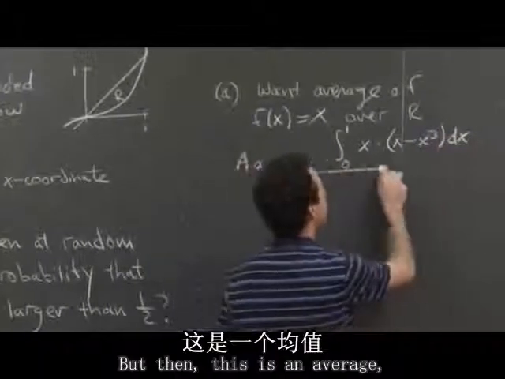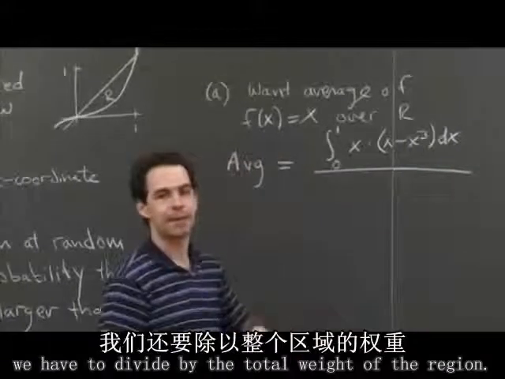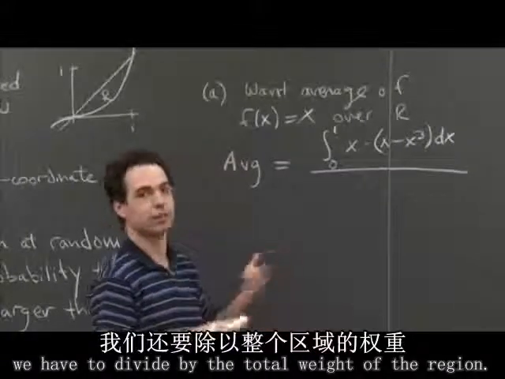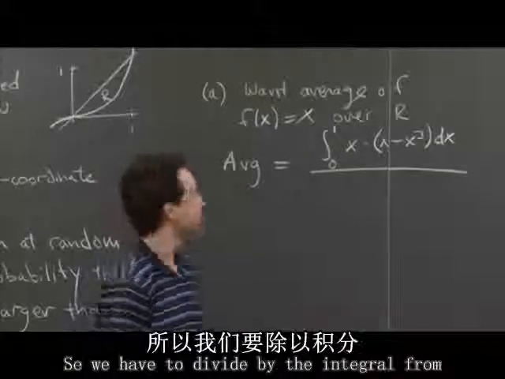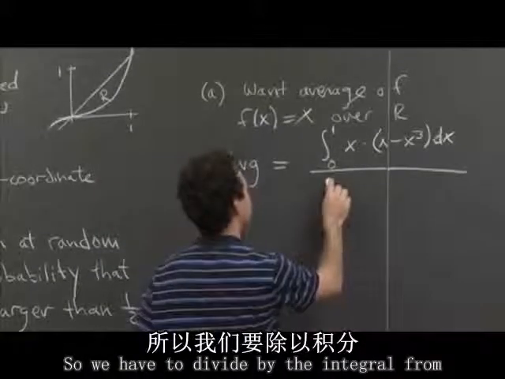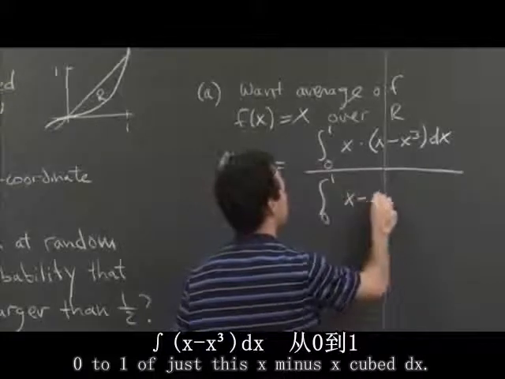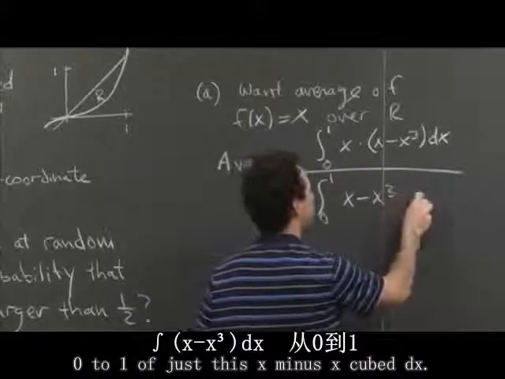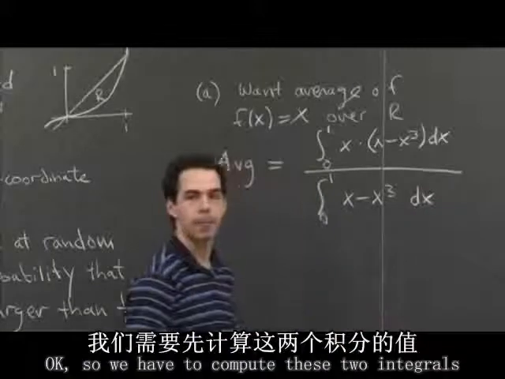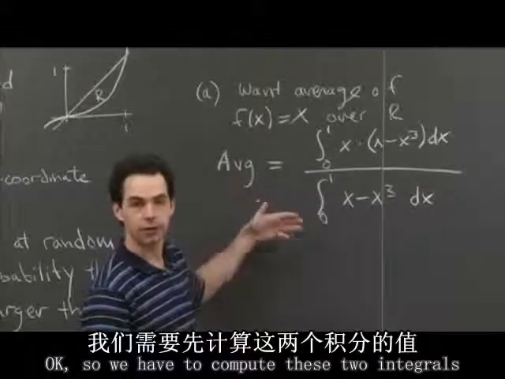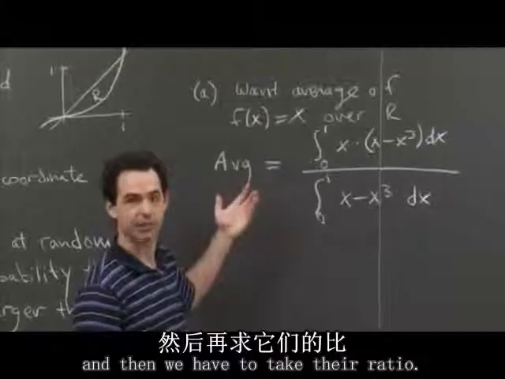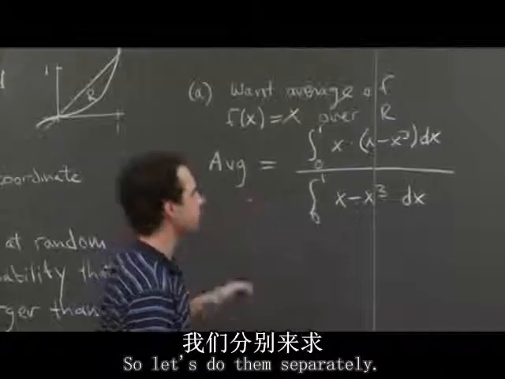But then this is an average, so we have to divide by the total weight of the region. The weight in this case is just the area. So we have to divide by the integral from 0 to 1 of just this x minus x cubed dx. So we have to compute these two integrals, and then we have to take their ratio. So let's do them separately.